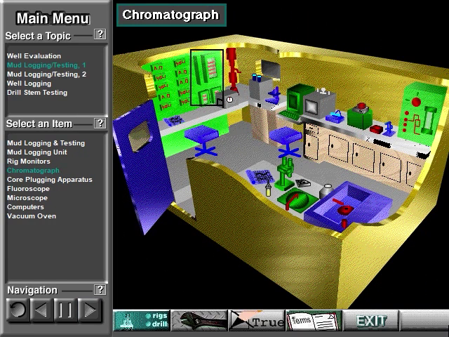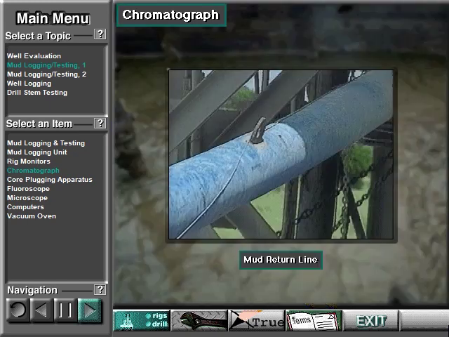A chromatograph displays the percentages of hydrocarbon gases in the mud returning to the surface. The chromatograph has sensors in the mud return line. These sensors detect such gases as methane, ethane, and propane that may be in the mud.